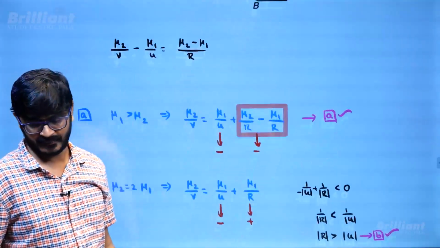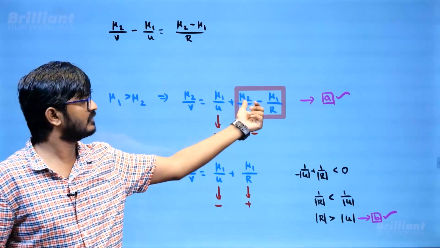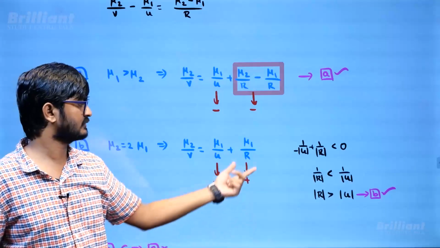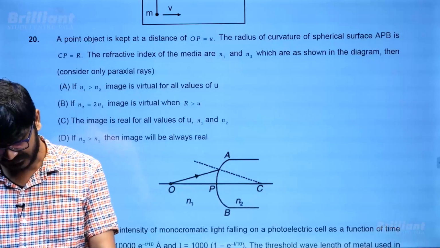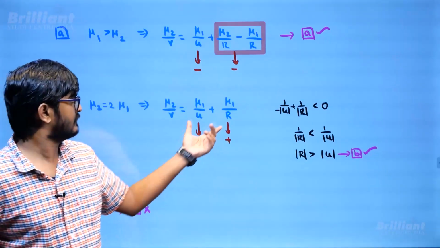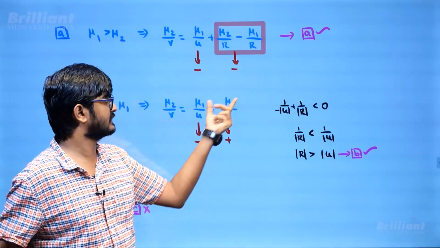Now if mu2 equals 2 mu1, when I substitute it back here, I will be getting mu1 by r. Now u is negative, r is positive, so I don't know about this value. If mu2 equals 2 mu1, then the image is virtual for r greater than u. Virtual in the sense v is negative. So let me see for what value v is negative. If this is negative, this term has to be negative.